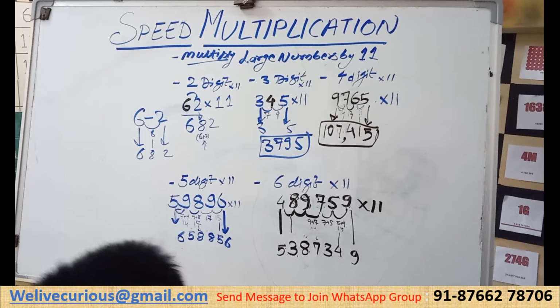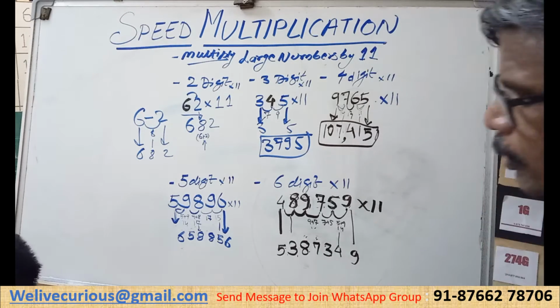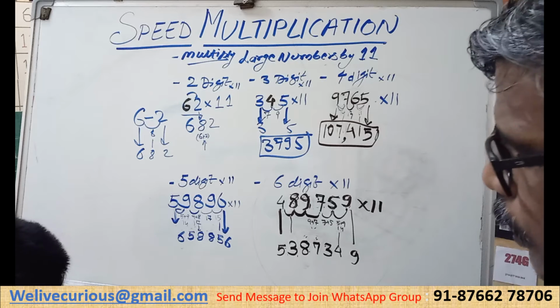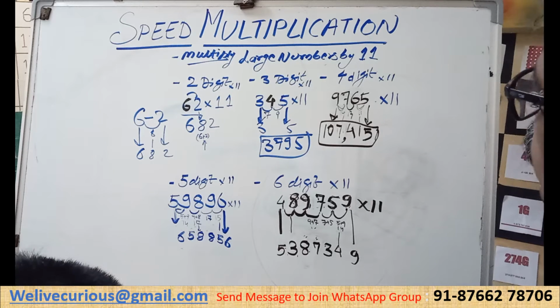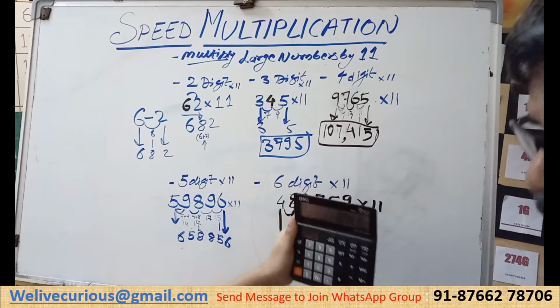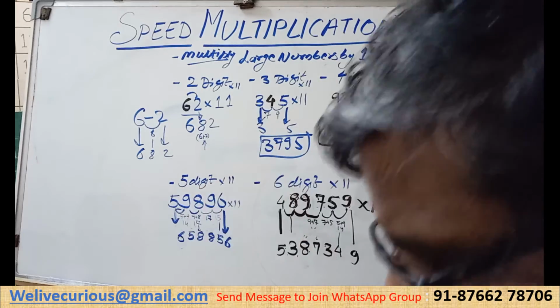And if our answer is correct, 9,765 multiply 11. The answer is 107,415. Yes, so the calculator is working well.